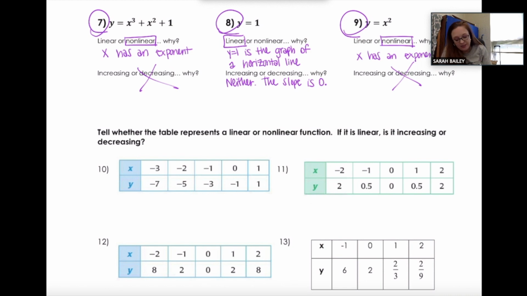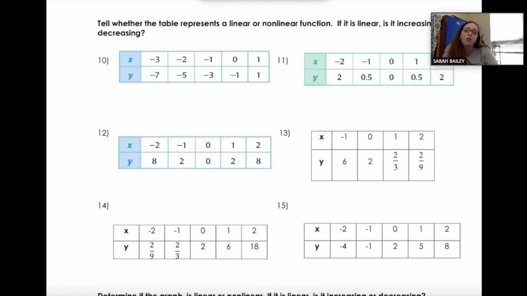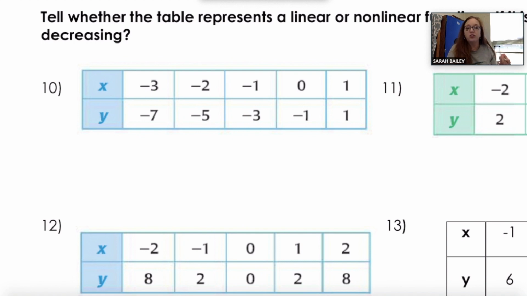All right, let's look at the next section. So now we've got some tables, and it says to tell whether the table represents a linear or nonlinear function, and if it's linear, tell whether or not it's increasing or decreasing. So remember, when we're looking at the tables, you're going to look at the rate of change for each little section. So the easiest way to do that is to do the x's and do the y's. So for example, from -3 to -2, I've added 1. From -2 to -1, I've added 1. From -1 to 0, I have added 1, and from 0 to 1, I have added 1. Now I'm going to do the same thing for the y's.